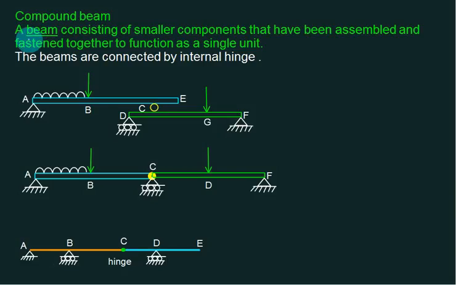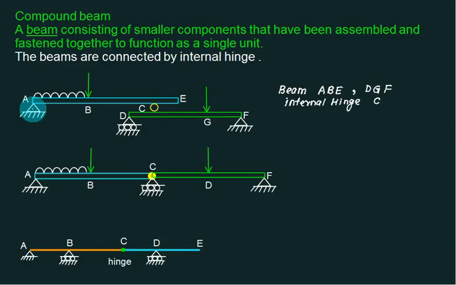A compound beam is a beam consisting of smaller components that have been assembled and fastened together to function as a single unit. The beams are connected by internal hinges. This beam here, one part of the beam is AE and the second part of the beam is DM. So there are two beams and they are connected by one internal hinge C.